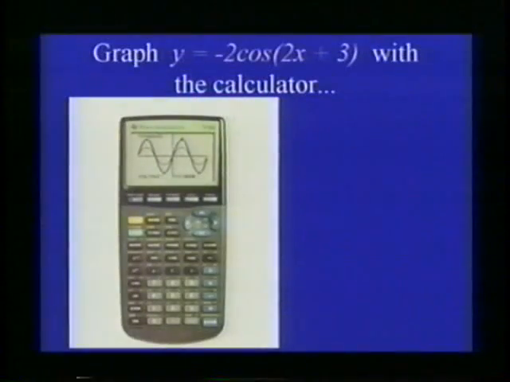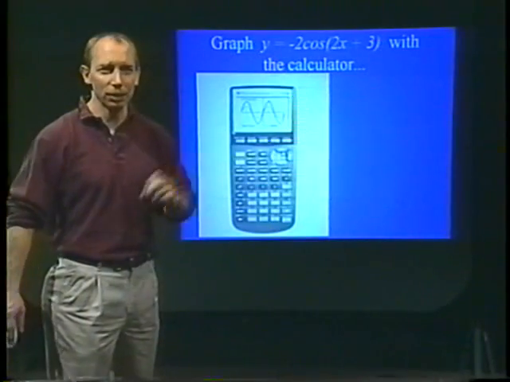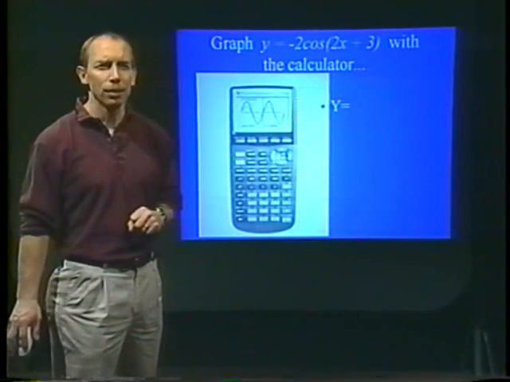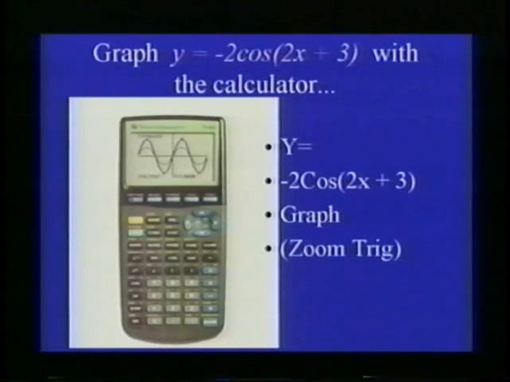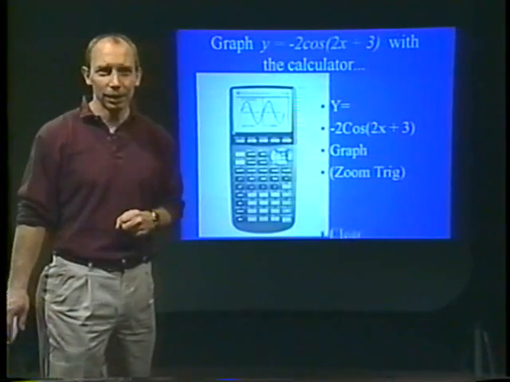I'll give you a chance to do this. I'm not going to do it. You can do this on your own: y equals negative 2 cosine 2x plus 3. This will be a great check. You might have screwed up that negative, but the calculator would have caught you in this case, I would hope. That's why I want you to do it with the calculator. Hit your graph button, and if you need to, do your zoom trig.